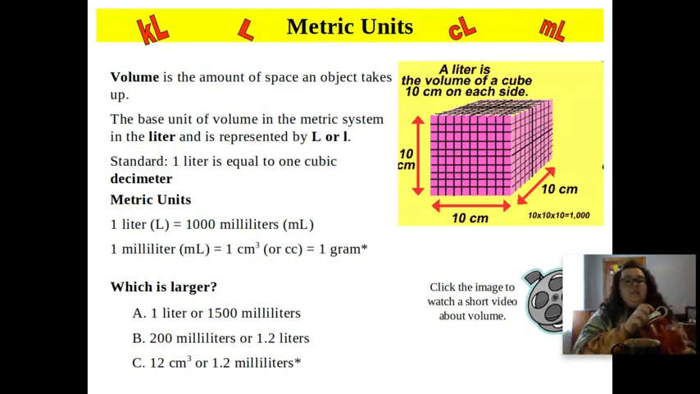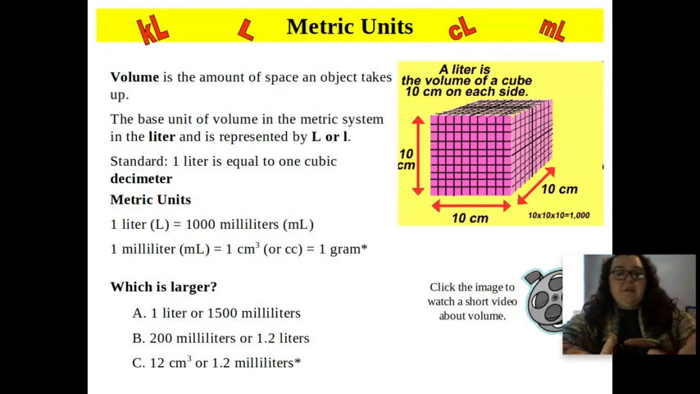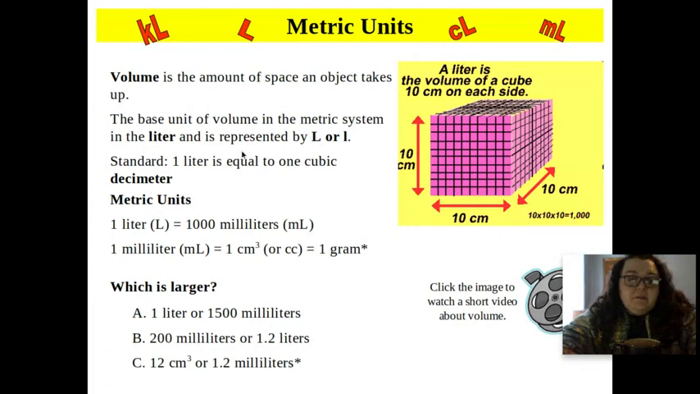But volume isn't just a liquid. Volume is just the amount of space an object takes up. So the base unit is going to be liter. It can be represented by lowercase or uppercase L. And it's important to know that 1 liter is the same as 1 decimeter cubed. But we don't normally use the term decimeter whenever we're talking about stuff. We will most likely use the term centimeter cubed. And this can be represented by a cm raised to the third or cc for centimeters cubed.